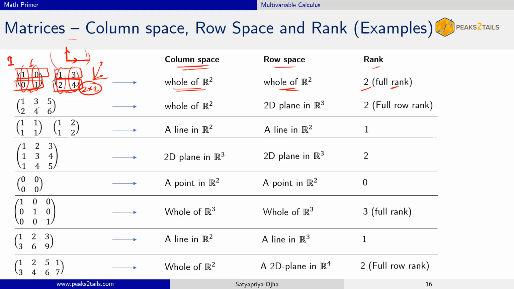Okay, cool. Look at the next one. This is a rectangular matrix. It's not a square matrix. So technically speaking, we can have two possible ranks, one using row vectors and one using column vectors.